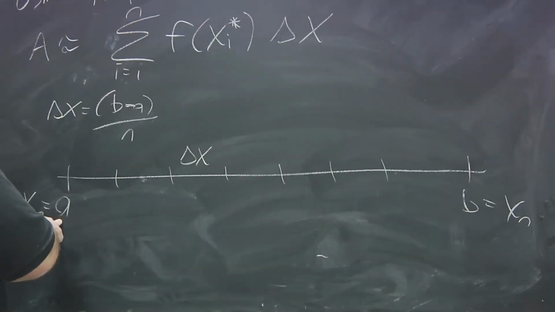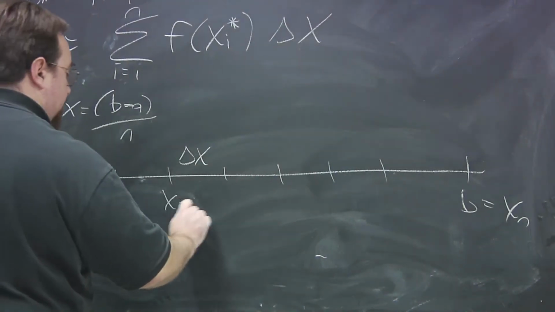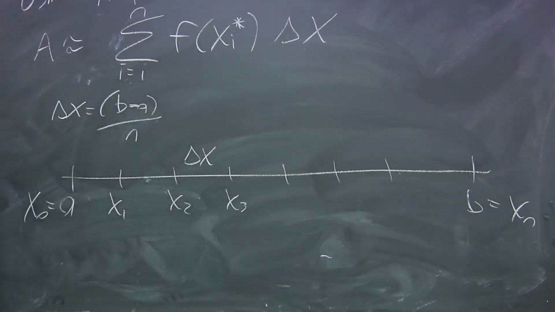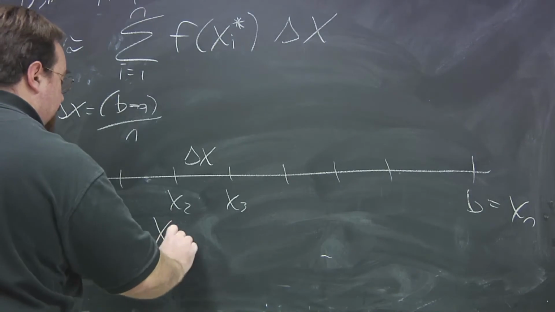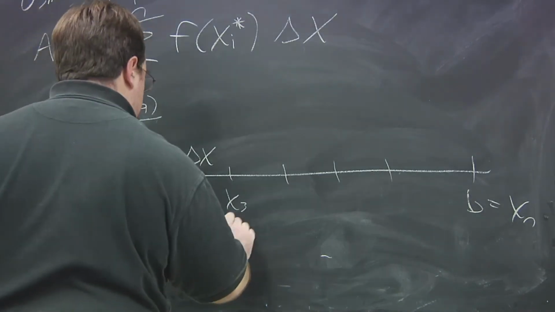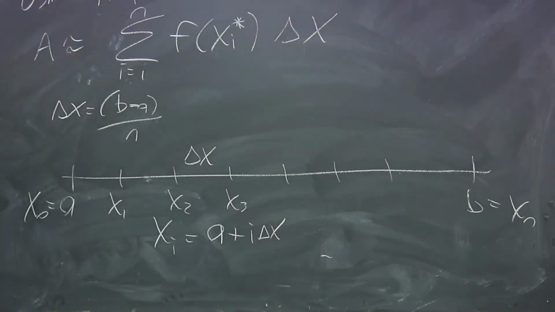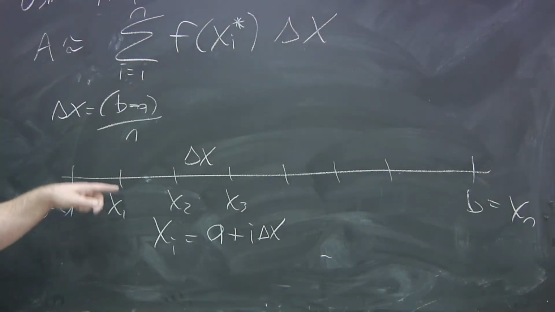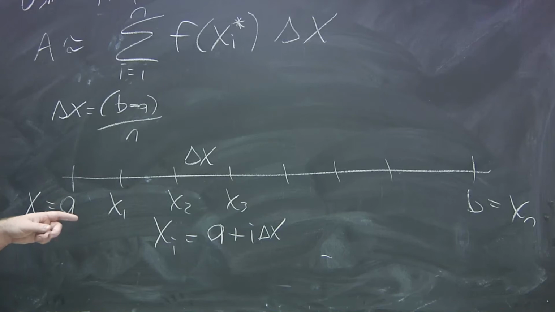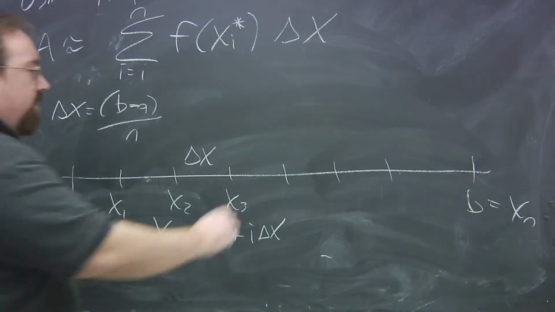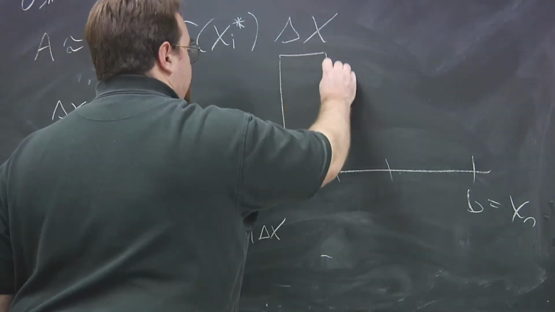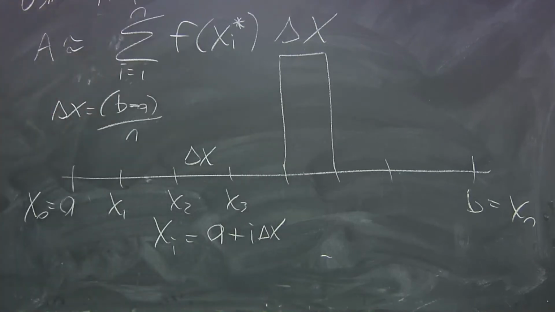So here we have x naught is a, x1, x2, x3, and so on. So the formula for these x values is xi is a plus i delta x. So these define the endpoints of these subintervals. But then, with each subinterval, you get a rectangle. So how do you choose the height? You actually have a little flexibility here.